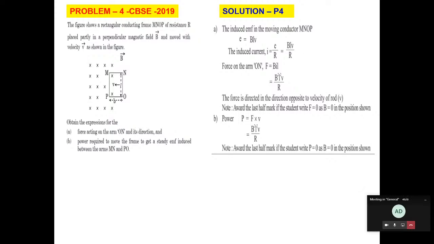Induced EMF is, as usual, BLV. Then the current we can write as EMF divided by R, that is BLV by R. Then the force, as per Fleming's left-hand rule, is BIL, which gives B square L square V by R. This we have already seen. Then the power is force multiplied by velocity, sorry, not volume. This V is velocity here. So power is B square L square V square divided by R.